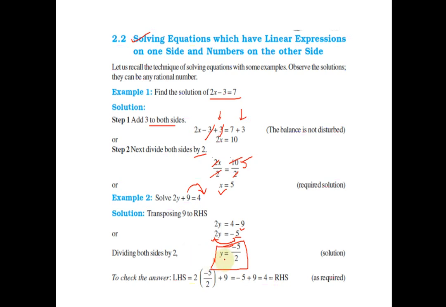To check whether the answer is correct or not, you put the value of y in the LHS. You put y equals minus 5 upon 2. If you get 4, similar to the right hand side, then your solution is correct. So let's see. LHS: 2 into minus 5 upon 2 plus 9. Instead of y you put minus 5 upon 2. This 2 and this 2 will cancel out. So you get minus 5 plus 9, which gives you 4. And in the right hand side also you have 4. That means this solution is correct.